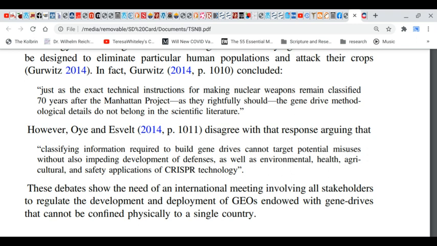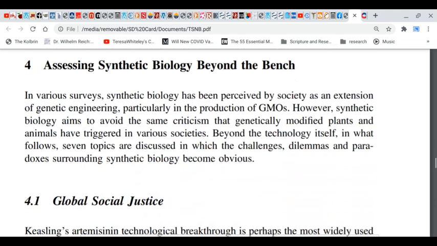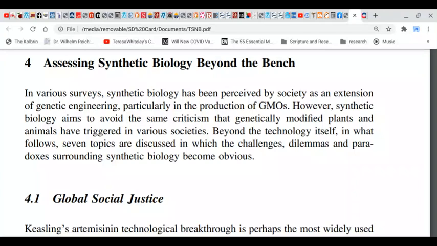These debates show the need for an international meeting involving all stakeholders to regulate the development and deployment of GMOs endowed with gene drives that cannot be confined physically to a single country. In various surveys, synthetic biology has been perceived by society as an extension of genetic engineering, particularly in the production of GMOs. However, synthetic biology aims to avoid the same criticism that genetically modified plants and animals have triggered in various societies. Beyond the technology itself, in what follows, 7 topics are discussed in which the challenges, dilemmas, and paradoxes surrounding synthetic biology become obvious.